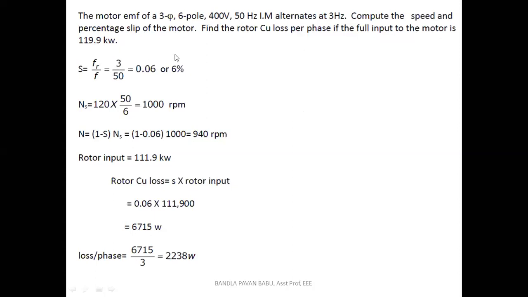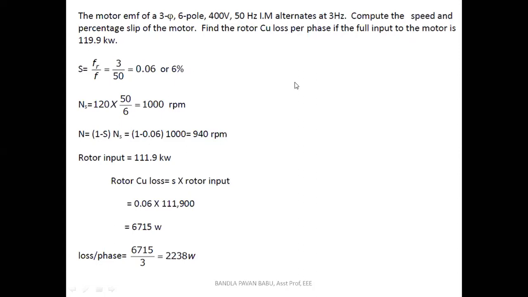So first of all we need to find out the slip there. The rotor frequency is given, see here, alternates at 3 hertz. So that is the rotor frequency 3, and the supply frequency is 50 hertz. We can find out the slip there, and from this we can find out synchronous speed, that is 120 f by p. So there we have got 1000 rpm by substituting these values. From this slip and from this synchronous speed we can find out the rotor speed, that is 940 rpm. So which is our target there. We need to compute the speed. So this is the speed of the motor.